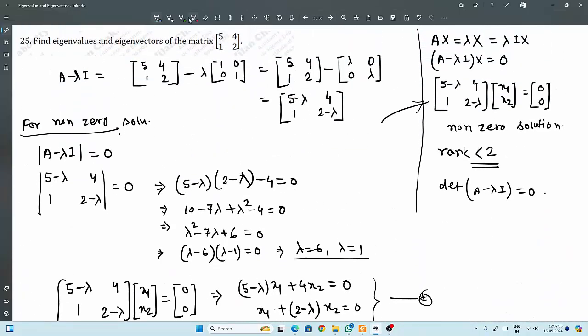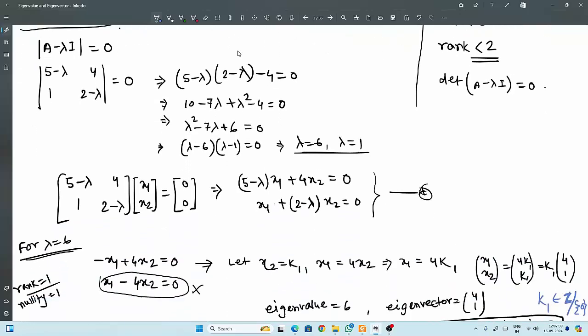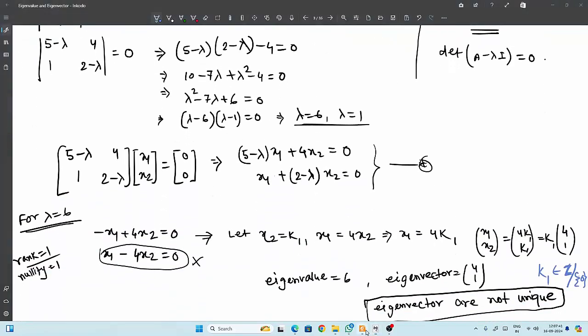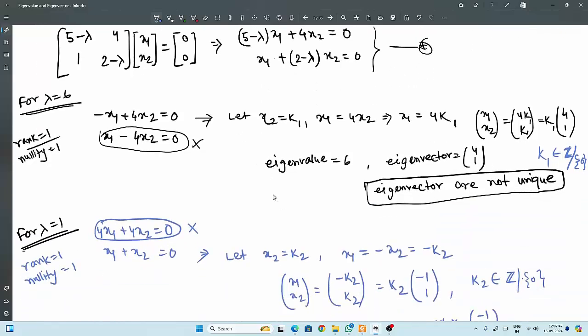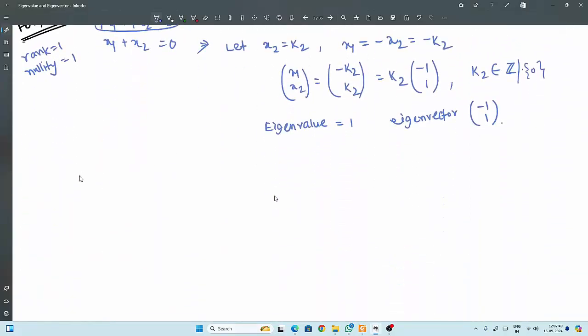So this is the process. If any other matrix is given, then you can follow this process to find the eigenvector. In our practice set, some questions are there where you can practice it, like question number 24 and 26. So it will be your homework. I will give that. Question number 24 and 26, finding the eigenvalue and the eigenvector. You can do it just by following this solution.